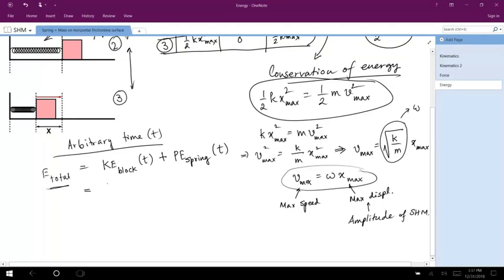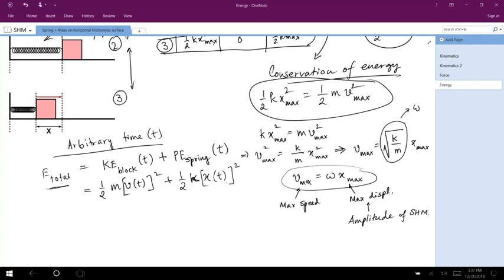Okay, so what's the kinetic energy of the block as a function of time? That's equal to 1/2 m v as a function of t squared, half m v squared, that's the kinetic energy, plus half k x squared, so half k x as a function of t squared. Alright, so that's the time-dependent total energy, and our goal is to show that this total energy function really does not depend on time. How are we going to do that?